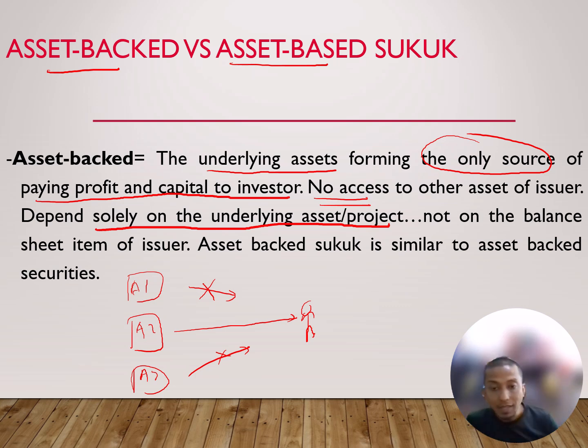Normally asset-backed sukuk is good, because this one asset is normally a very good or stable project or asset. This good or stable project or asset will definitely give profit, regardless of what happens to the company, whether the company has profit or the company performance is bad, regardless of whether the economy is bad. As long as this one asset has a good profit, the investor will receive a profit. This is asset-backed sukuk.